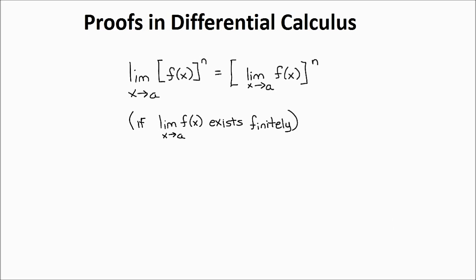To be able to split a limit into two different limits, or in this case, to take something outside of a limit, you're assuming that that function has a limit that exists. So that's a very important point to make.